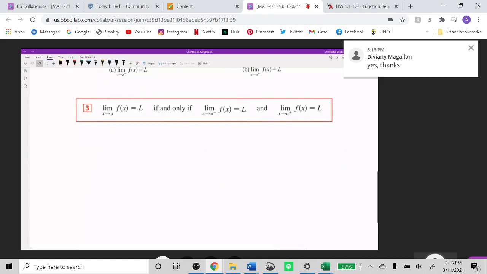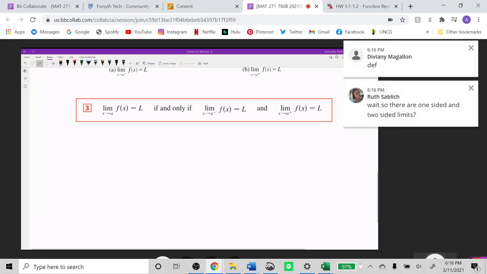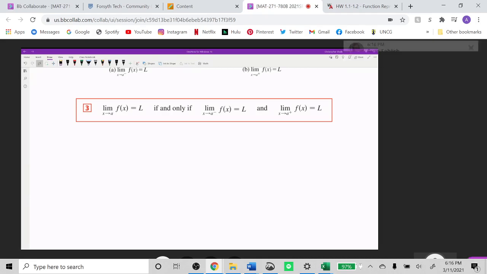Yeah, no problem. Let's look at an example. How about it? Examples are nice. Yeah. Yes.